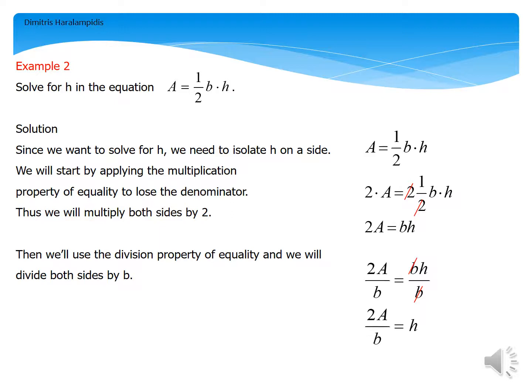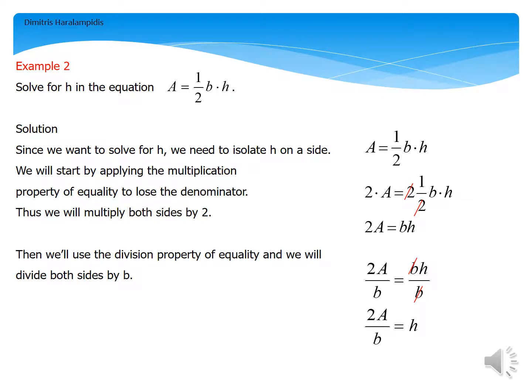Example 2. Solve for h in the equation a equals half times b times h. Since we want to solve for h, we need once again to isolate h on a side. We will start by applying the multiplication property of equality to lose the denominator. Thus, we will multiply both sides by 2. So, by doing that, we get that 2 times a equals 2 times half times b times h.